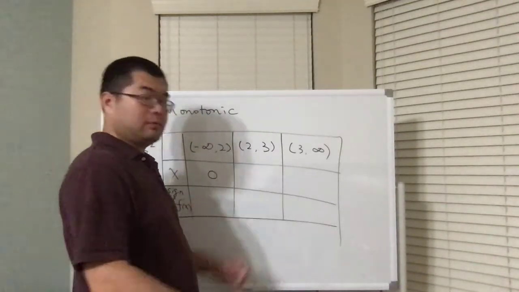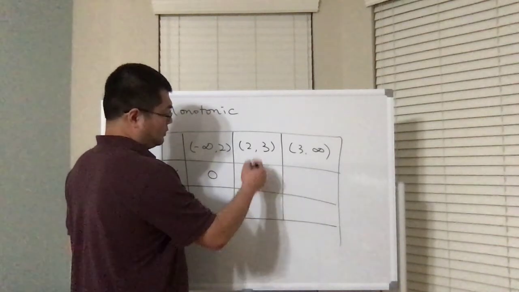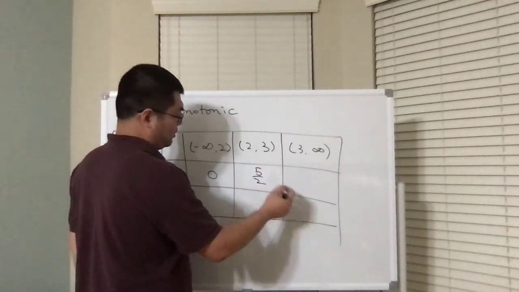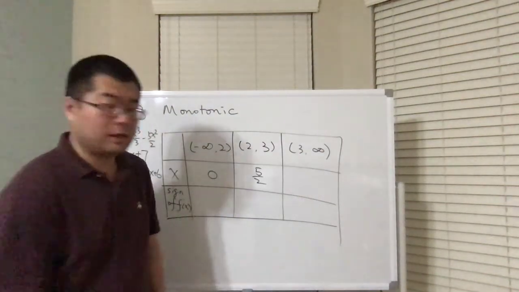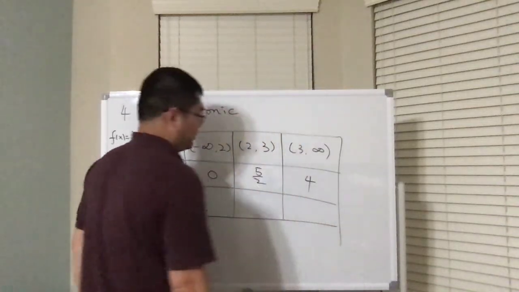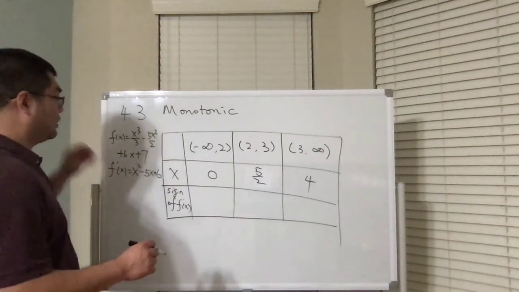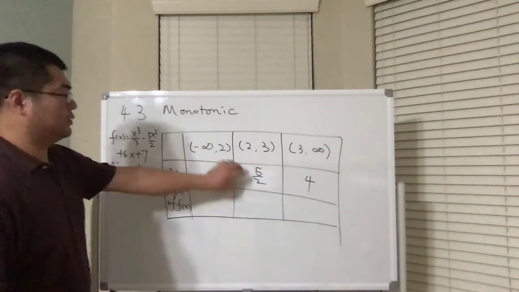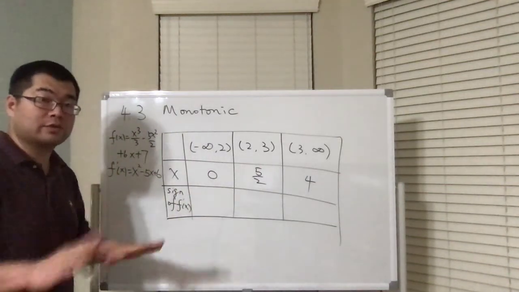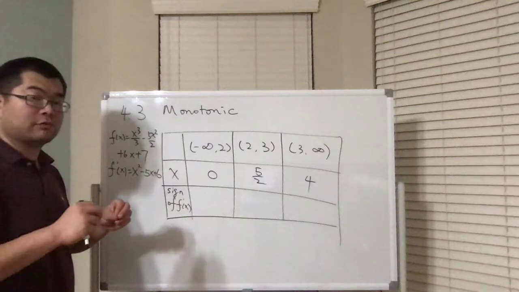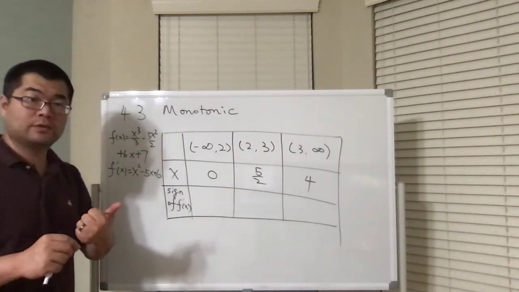And then from 2 to 3, there are no integers between 2 and 3, so I'll just pick the middle number, 5 over 2. And from 3 to infinity, maybe pick 4 here. So the next step is you're going to evaluate those values at the first derivative. It's not the original function. Evaluate at the first derivative and then find the sign, whether it's positive or negative.